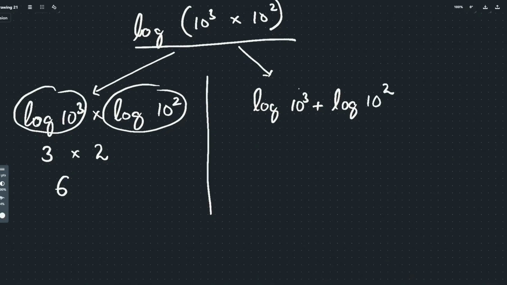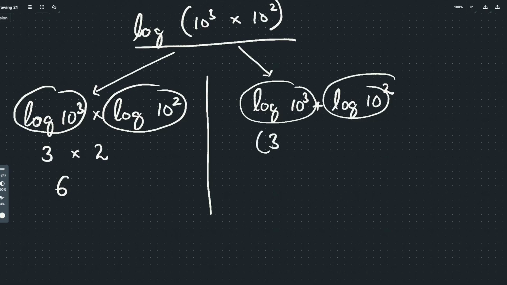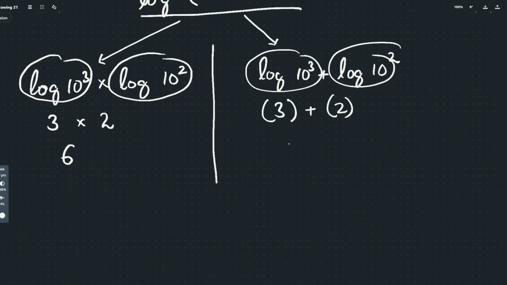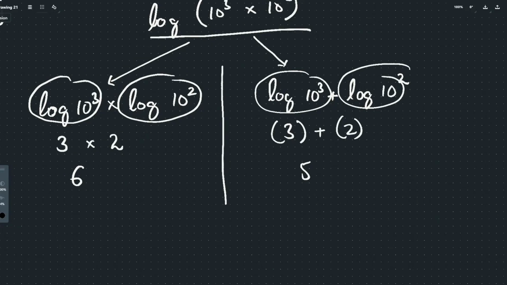Okay, let's calculate this one. Its value will be 3, and this one, its value will be 2. So 3 plus 2 is equal to 5. So which one is correct, this one or this one?